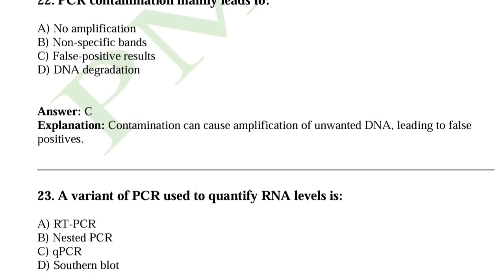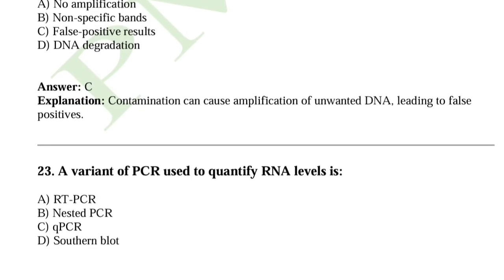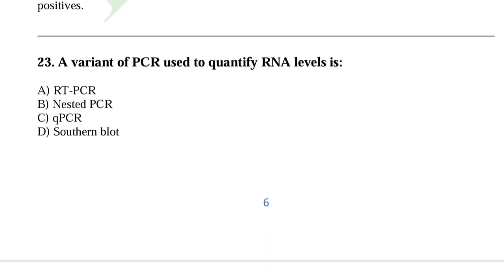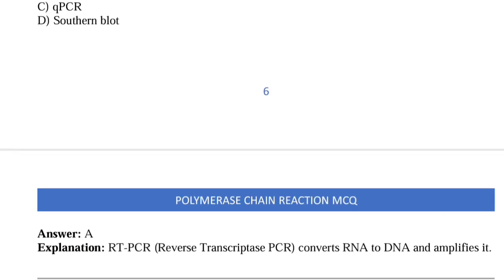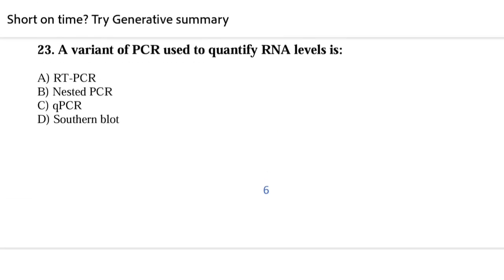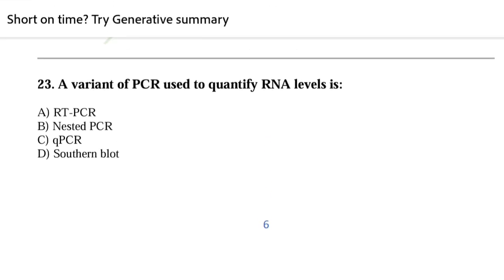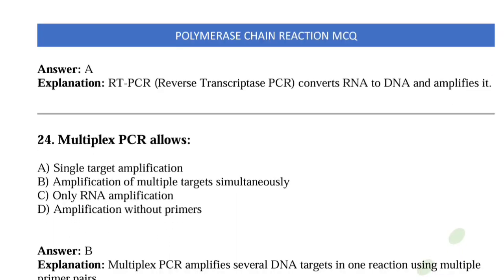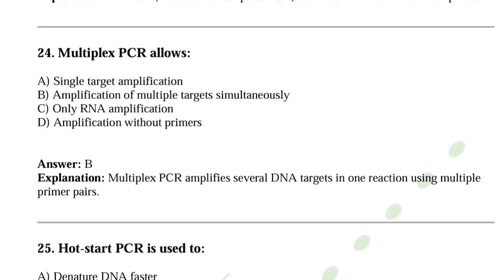Now come to question number 23. A variant of PCR used to quantify RNA level is. So option A is correct. RT-PCR, that is reverse transcriptase PCR, converts RNA to DNA and amplifies it. Okay. So option A is correct, RT-PCR. Question number 24. Multiplex PCR allows. So option B is right. Multiplex PCR allows amplification of multiple targets simultaneously.